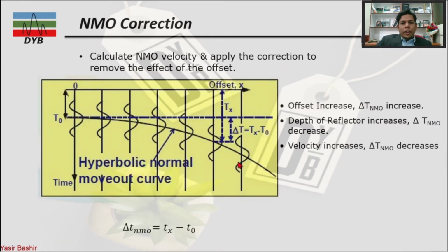So now what we are doing in NMO correction is bringing all the traces to the zero time, which is t naught. T naught is this one, and delta t is the difference in time. Let's say for this specific trace, tx is your total time, and delta t is this time. So how much is the change in this time? That can be calculated by tx minus this one. So that gives your hyperbolic normal move out curve.